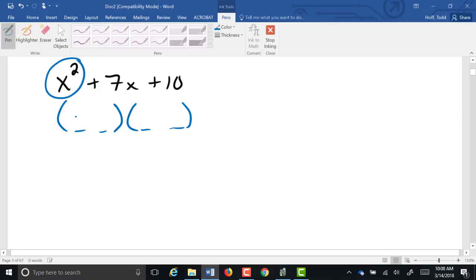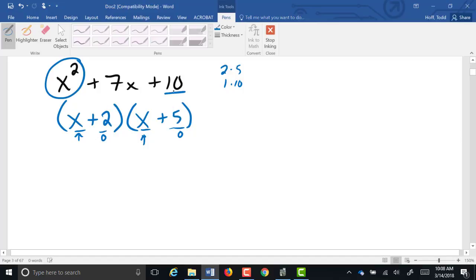We know that this digit is found by multiplying this one and this one, which means those 2 digits have to be x and x. We know the 10 comes from multiplying this one and this one. So that's either going to be 2 times 5 or 1 times 10. Which one do you want to try? 2 and 5. So positive 2, positive 5. Oops, I wrote 5 twice.